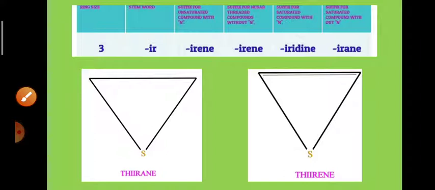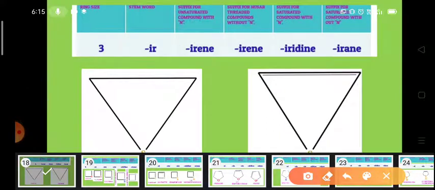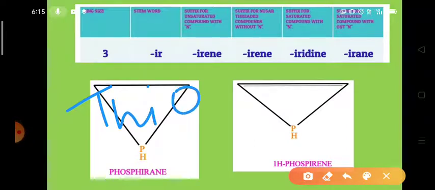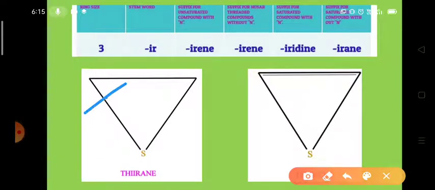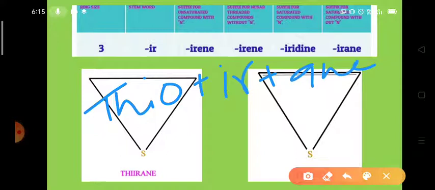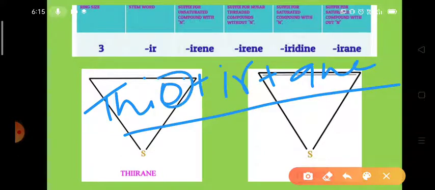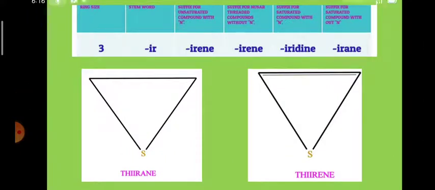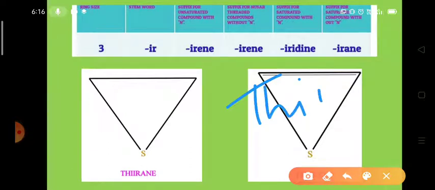While joining the words, we have to remove the o. While writing thio plus ir plus ane, while joining these words, we have to remove this o. So the name becomes thiirane. And for this compound, it becomes thiirene.